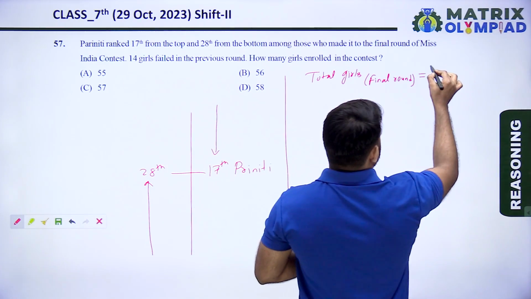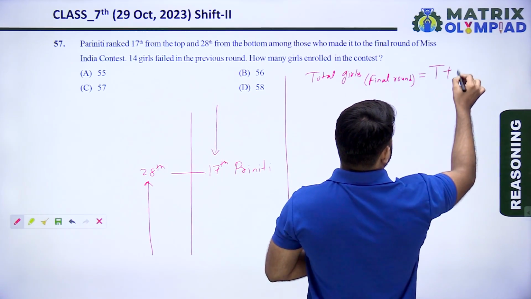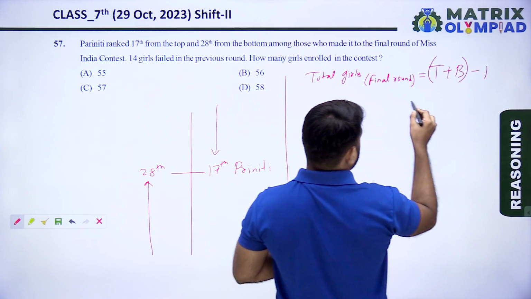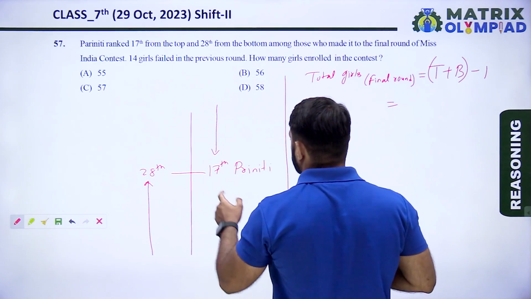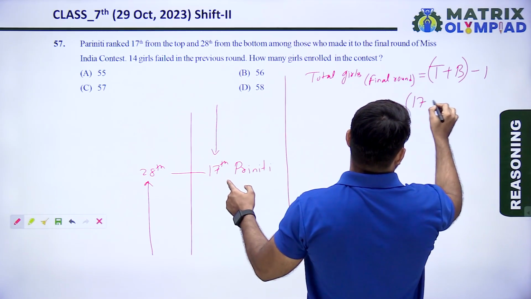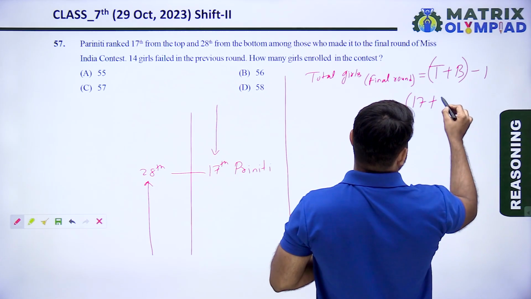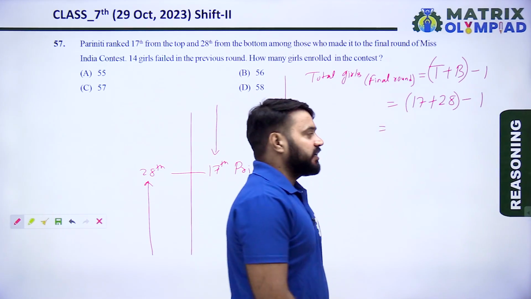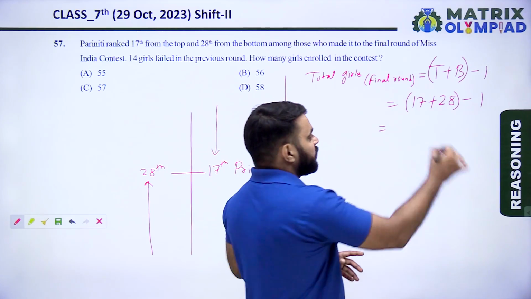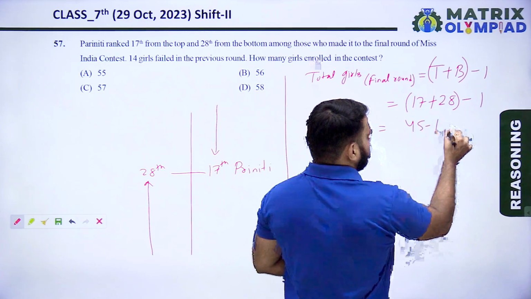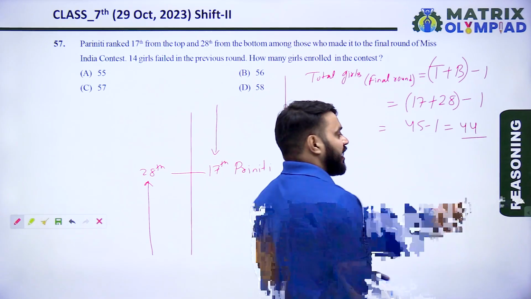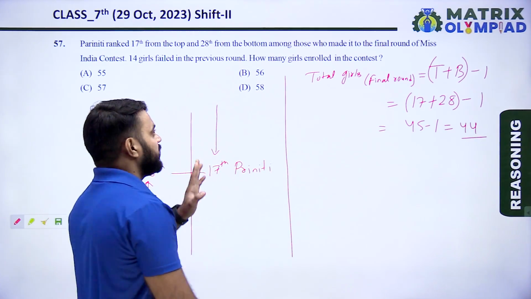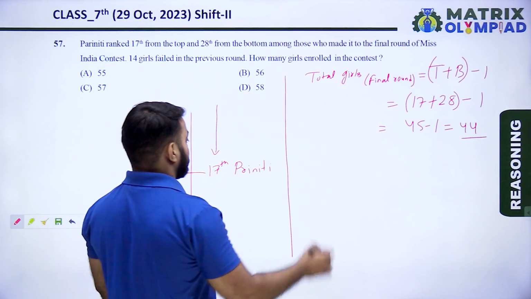So the formula is top position plus bottom position of the same person minus 1. So the top position of Pariniti is 17 plus the bottom position is 28, minus 1. 17 plus 28 is 45. 45 minus 1 is 44. So there are 44 girls in the final round of the Miss India contest.